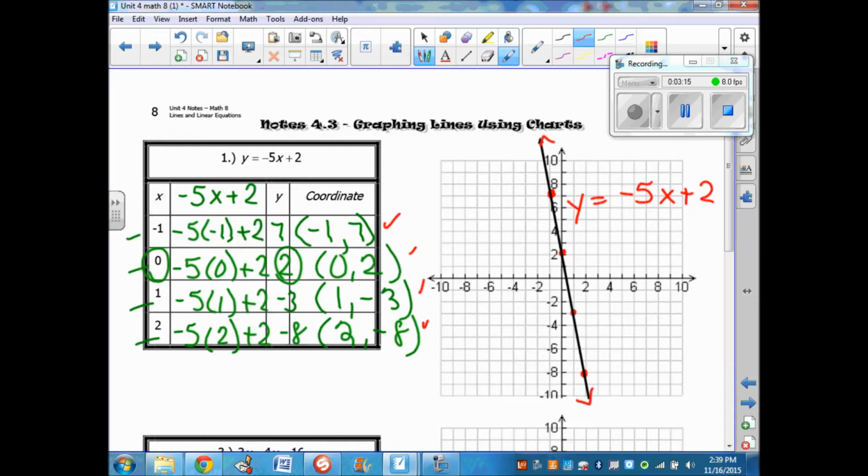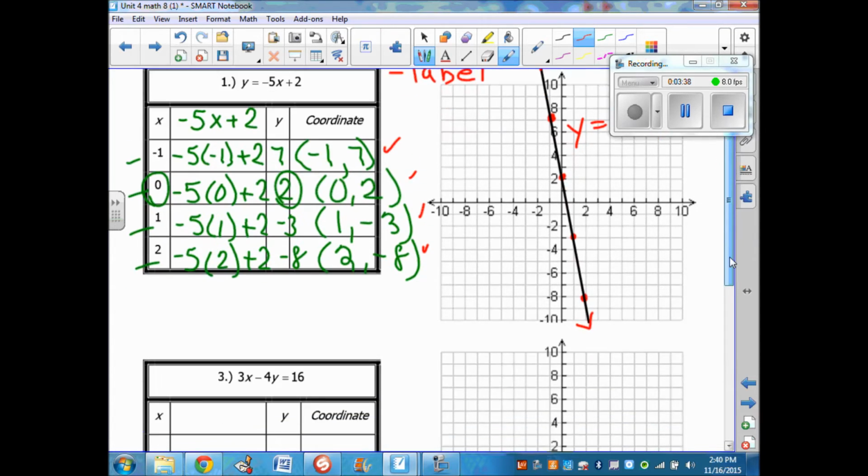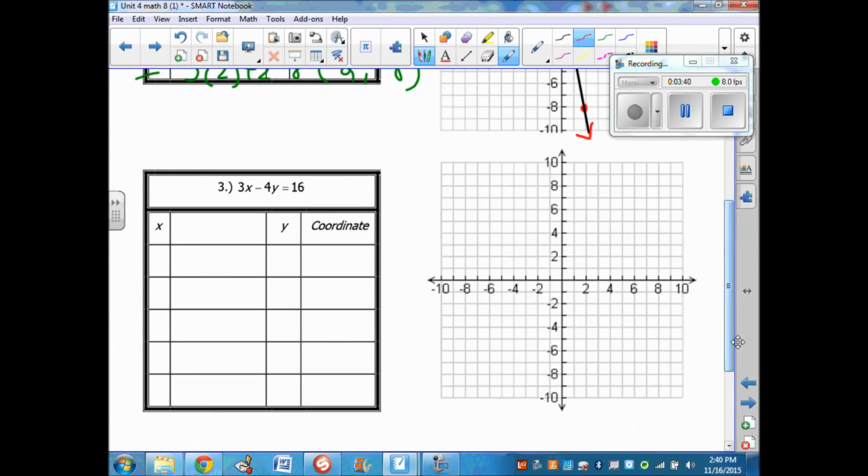So a couple things that you need to remember. You need to use a straight edge or a ruler. You need to put arrows on the ends of your line, and then you also need to finish it out with the label or the equation. Okay. Well, let's go down to number 3.